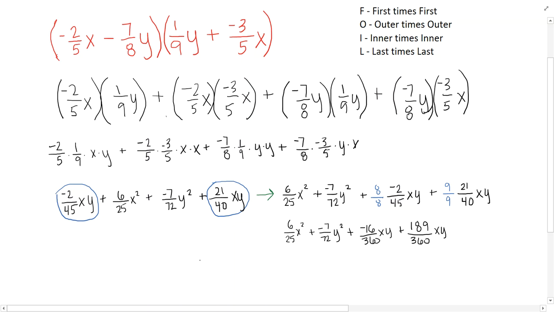So our final answer is going to be 6 over 25 x squared, and then we have plus a negative, so we can actually just say minus 7 over 72 y squared. And then we have 189 minus 16. So that leaves us with 173 over 360 xy.